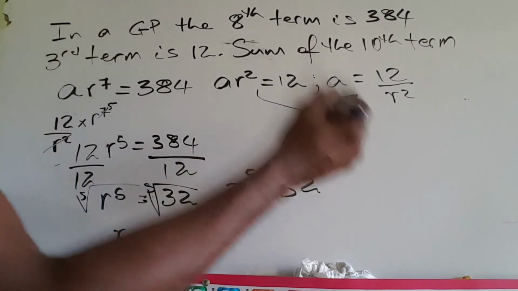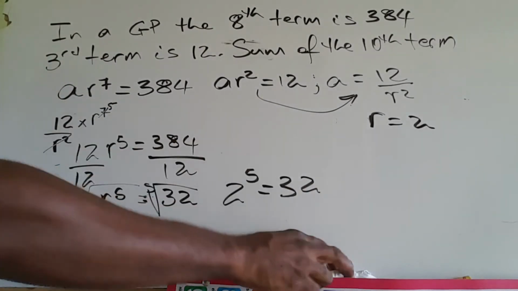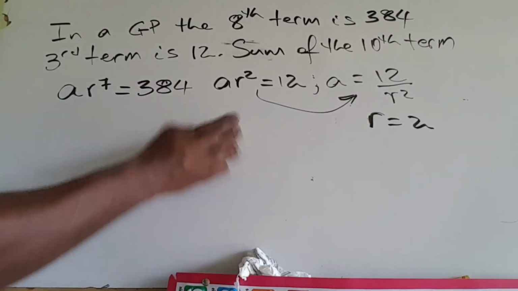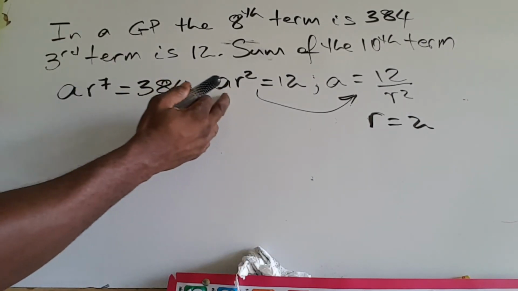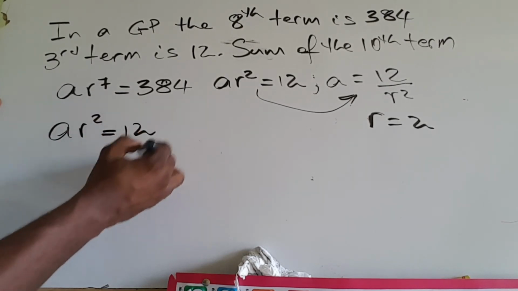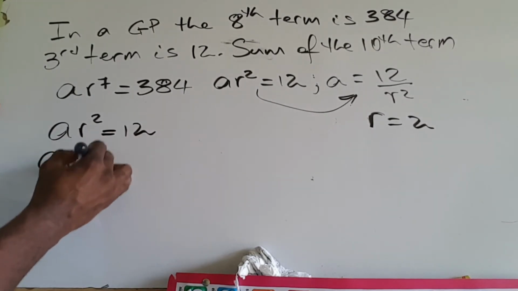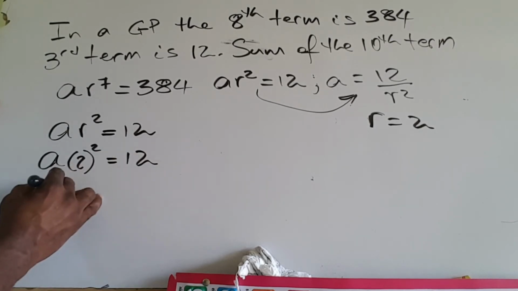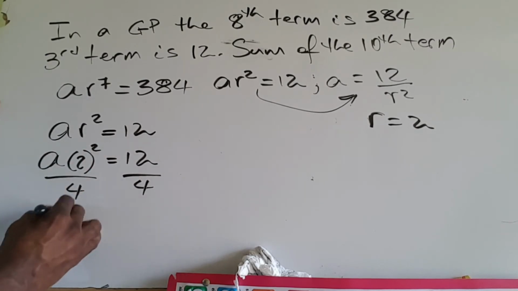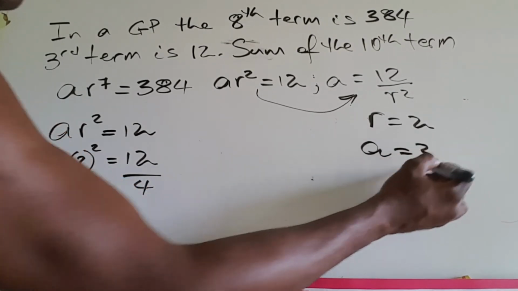So let me put this to one side. r is equal to 2. Now, since I know that r is 2, I can find a using any one of these. Let me use this one. It seems simple: ar squared is equal to 12. But r is now 2, so basically a times 2 squared is equal to 12. So divide both sides by 4, because 2 times 2 is 4. So a is equal to 3.